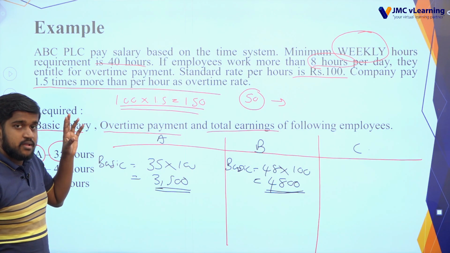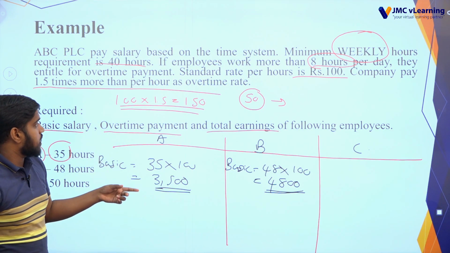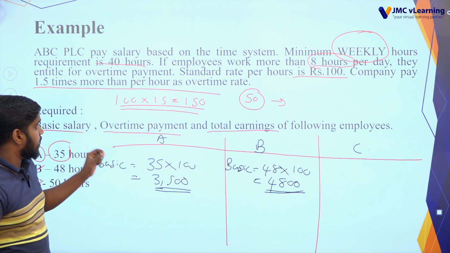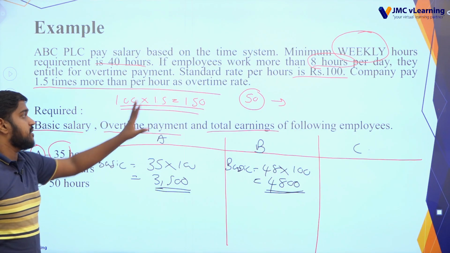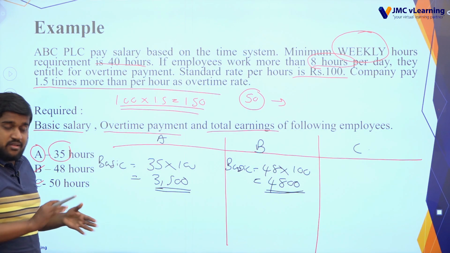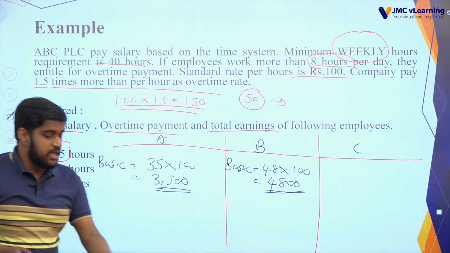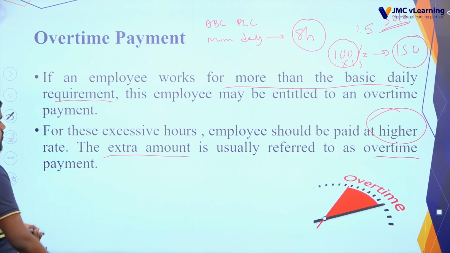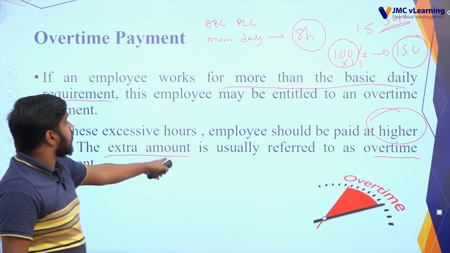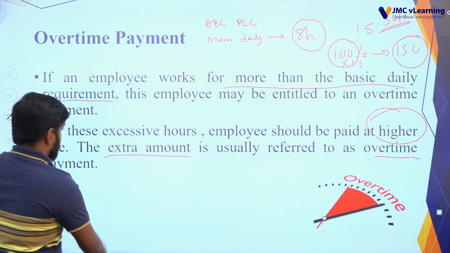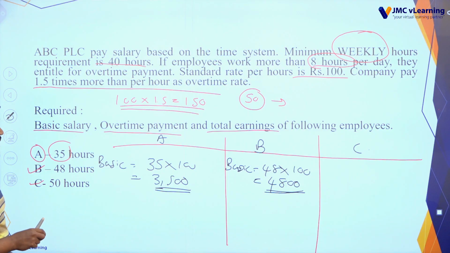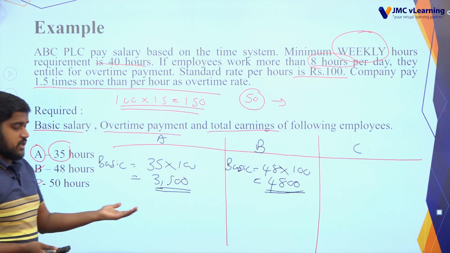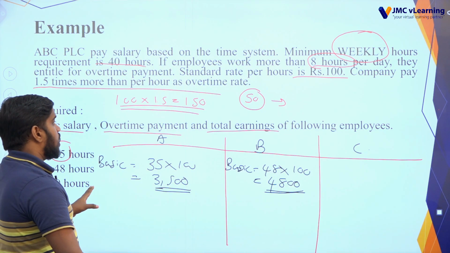Okay. Most of these students get the wrong idea when they calculate overtime. Actually, when we calculate the overtime, if we multiply excessive hours by this 150, it is not correct. It is wrong. Okay. Then can you remember what I said in this say? The extra amount is usually referred to as overtime payment. Extra amount.